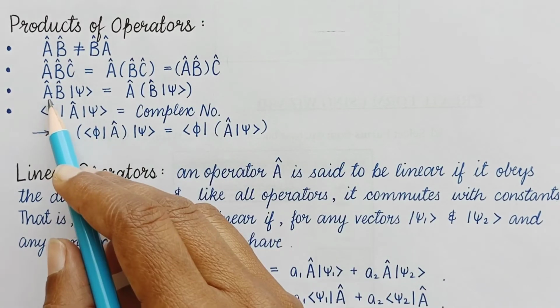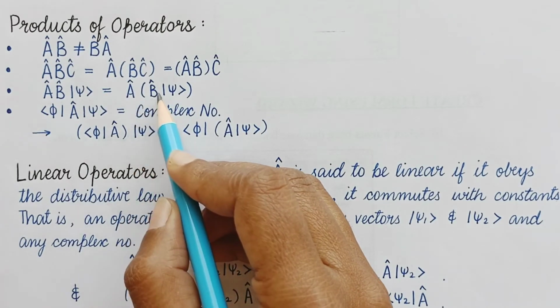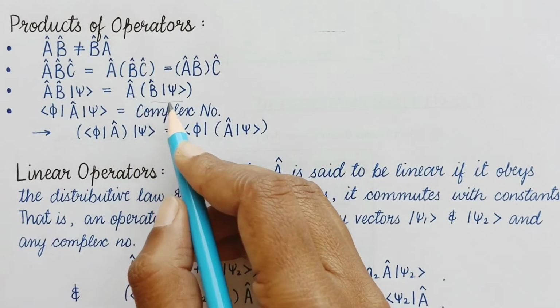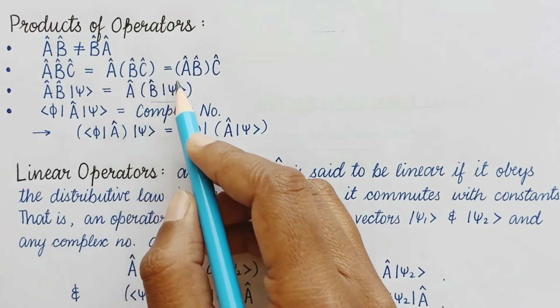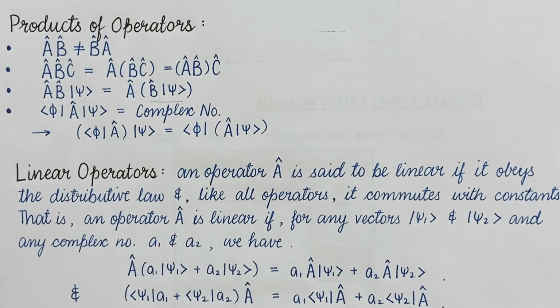Means if we are operating two operators on a ket, firstly B will operate on the ket, this will be the new ket, then A will act on this new ket. So this is a property under the product of operators.